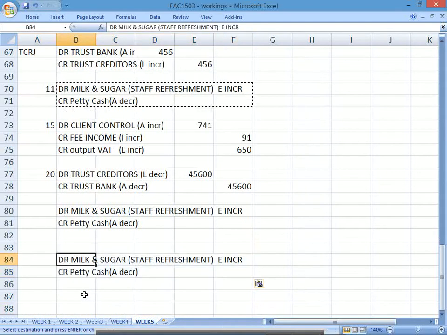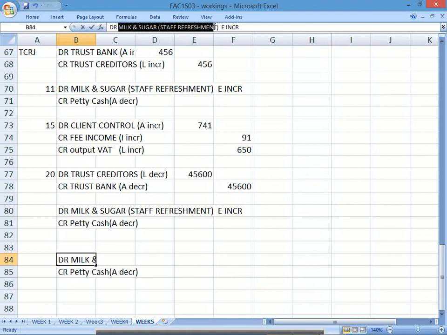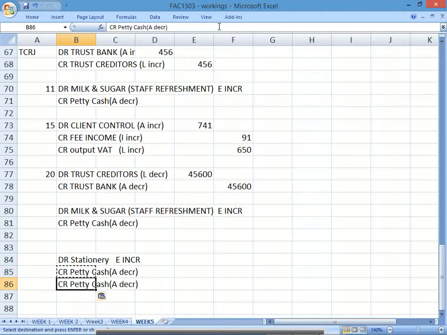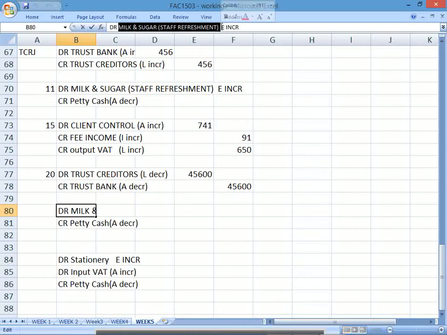Okay, the one will have VAT and the one won't. When you buy pens and pencils, we consider that stationery. So you would add stationery increase, there would have been input VAT here. Right, so there's the one. Debit stationery, debit input VAT, credit petty cash. The other one wouldn't have VAT because it's a non-allowable expense, more tea and coffee.